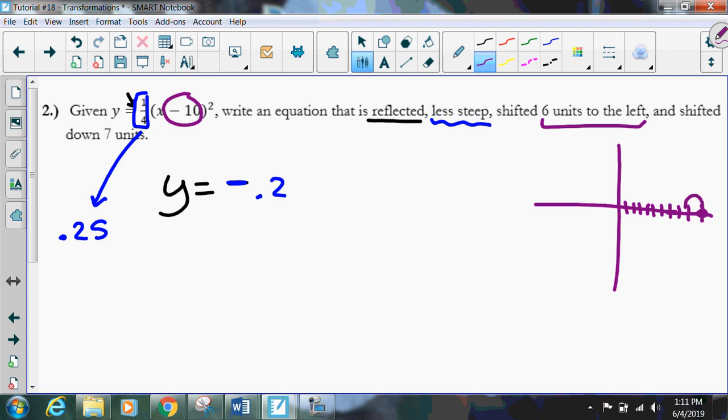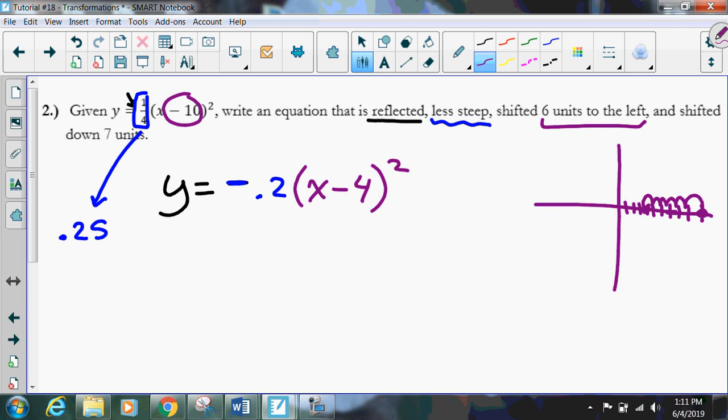We're going to end up at 4. 1, 2, 3, 4, 5, 6. That gives us right here at 4. So if I know my vertex is 4 to the right, I also know that I use that minus sign there. So x minus 4 indicates that our vertex has shifted 4 to the right.